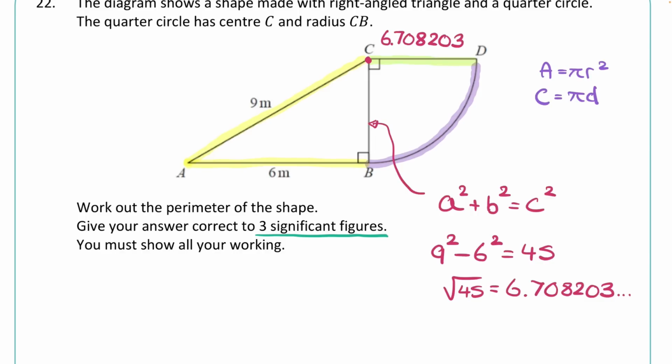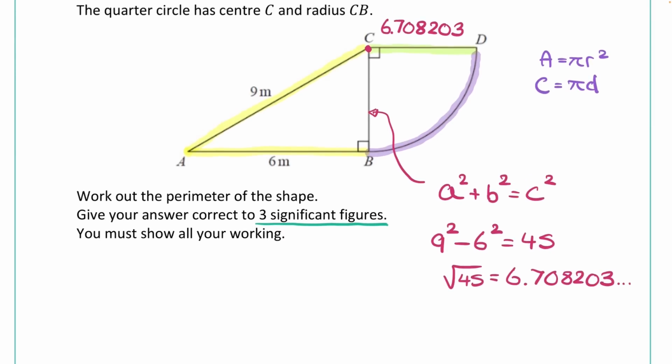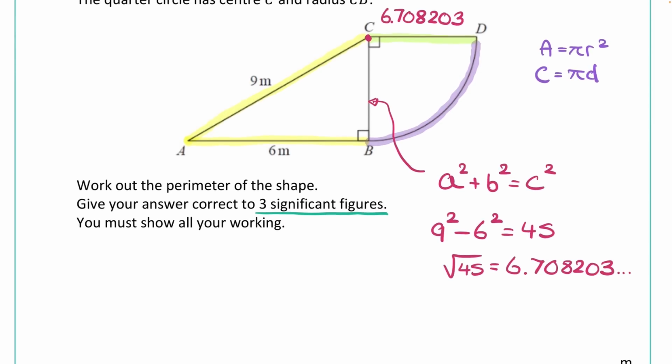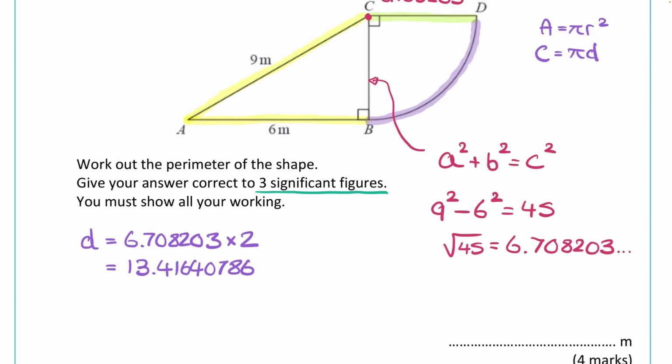So to work out part of the circumference, we would do circumference is equal to pi times diameter. So if I start by doing pi times diameter, well, first I need the diameter. At the moment we have the radius, so the diameter is going to equal 6.708203 multiplied by 2. I can times that by 2 on the calculator. That gives me my diameter, which is 13.41640786. And now I can times that by pi, and it's going to give me the circumference.